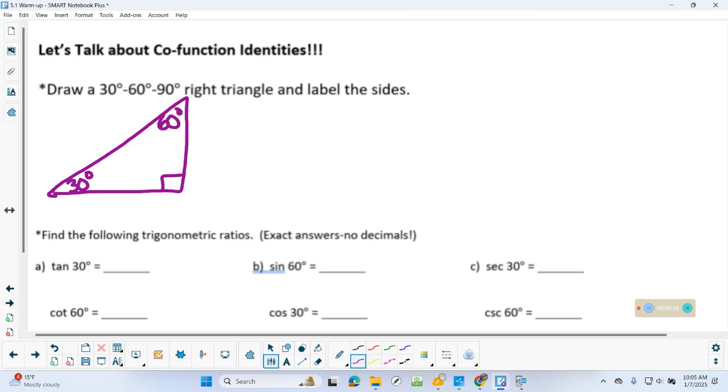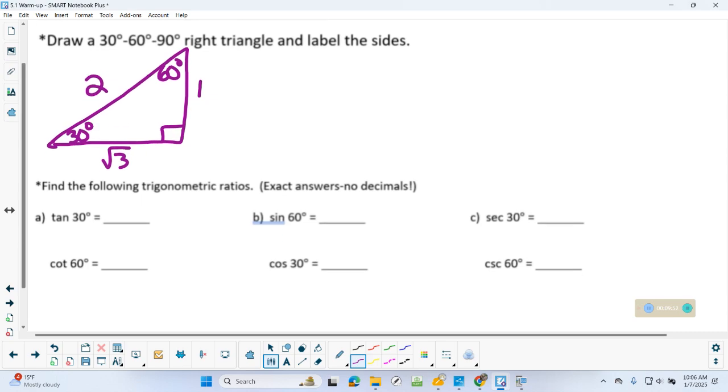Okay, and let's see if we remember how to label the sides. Opposite the 30 is what? 1. Opposite 60. Got it. That's about 1.7. And then our hypotenuse along the side. Okay, let's fill in our very lovely trig ratios here, just testing first off, do you remember all the sides and how to do all of this?